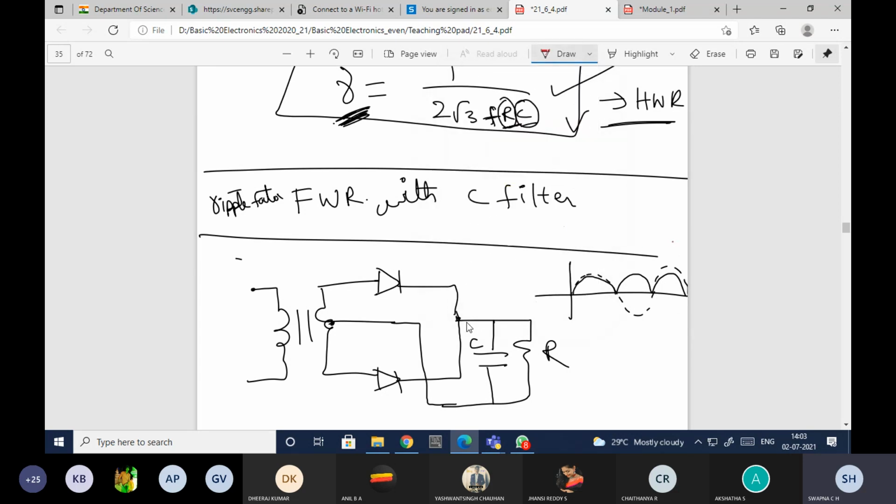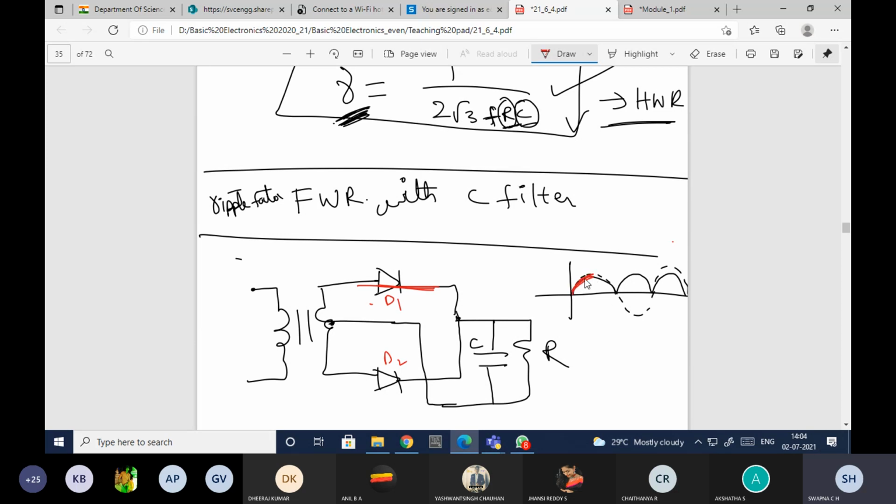Since you have the capacitor in between, what happens for the positive half cycle? The diode D1 will be forward biased and the diode D2 will be reverse biased. D1 being forward biased means it will short here, so the capacitor will start charging to the peak value.